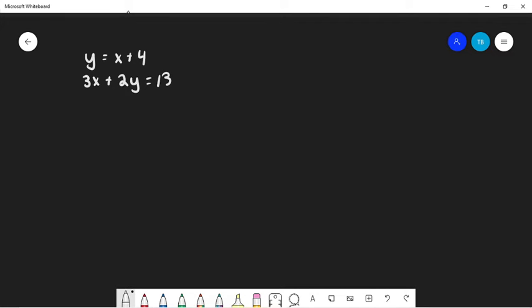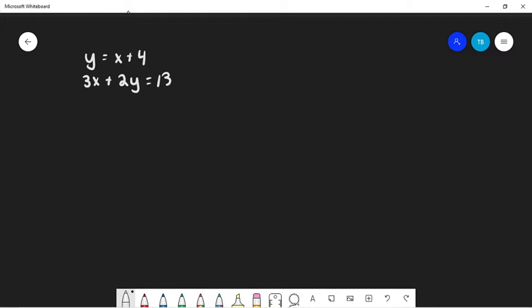Today we are going to learn how to solve a system of linear equations using the substitution method. So we'll take a look at our first example here, y equals x plus 4 and 3x plus 2y equals 13. So what do we do to solve this system?